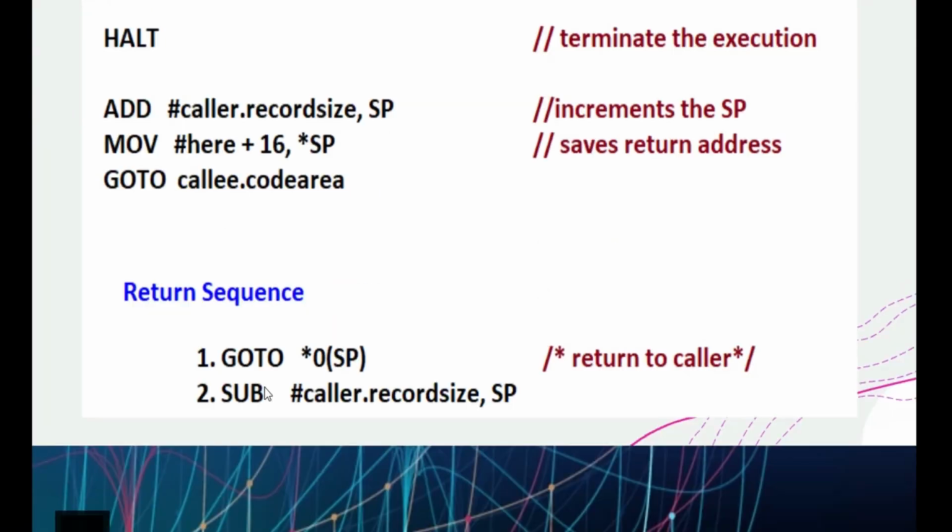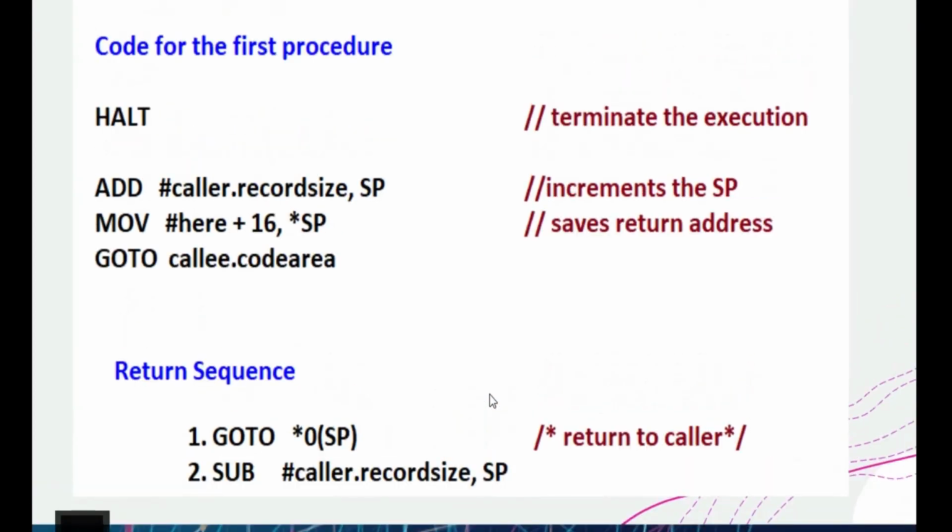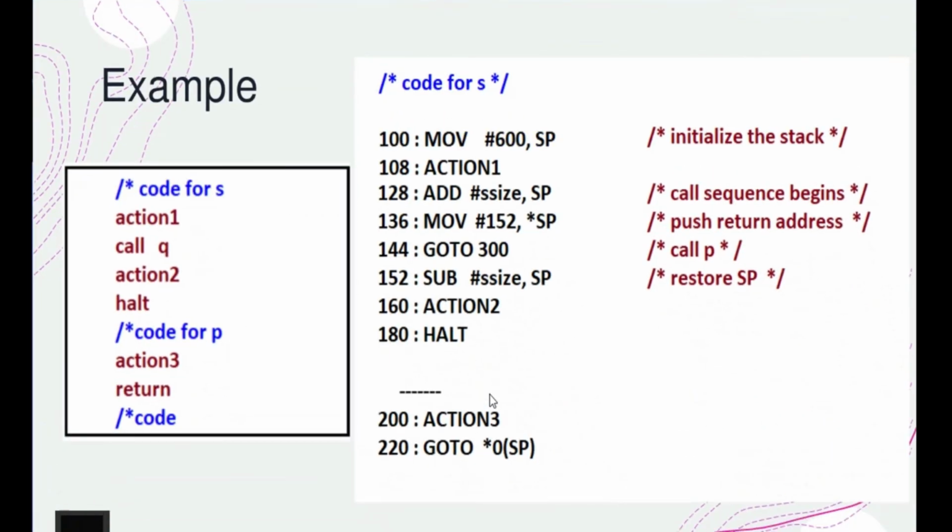Then the return sequence. Here the return sequence has two parts. The called procedure first transfers control to the return address using this go to *0(SP). So it is used to return to the caller. Then the second part of the return sequence is in the caller, which decrements the stack pointer, thereby restoring the stack pointer to its previous value. The instruction for that is sub #caller.recordSize, SP. So this is used for decrementing the stack pointer to its previous value. Let us check with an example. See, first, this is the example given, code for S.